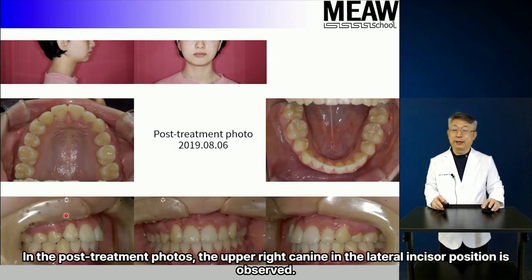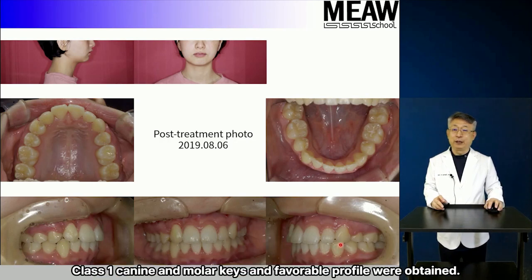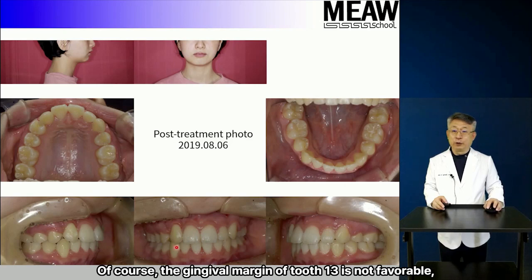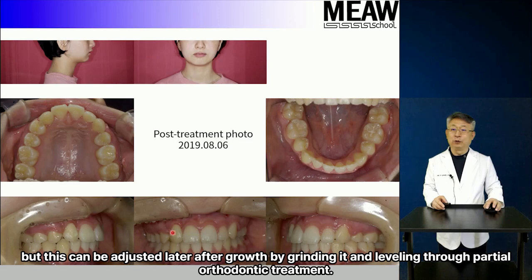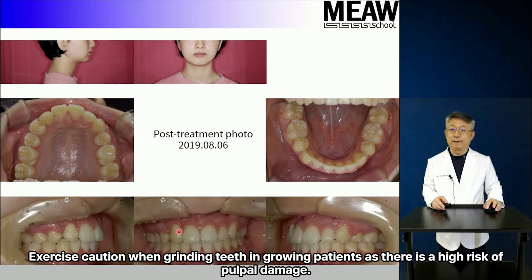In the post-treatment photos, the upper right canine in the lateral incisor position is observed. Class 1 canine and molar keys and favorable profile were obtained. Of course, the gingival margin of tooth 13 is not favorable, but this can be adjusted later after growth by grinding it and leveling through partial orthodontic treatment. Exercise caution when grinding teeth in growing patients, as there is a high risk of pulpal damage.